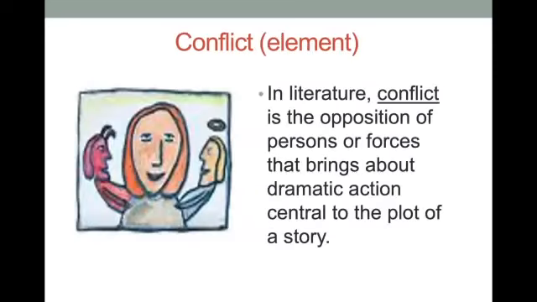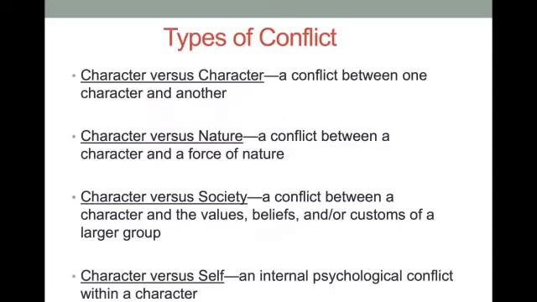So when we look at how characters are coming into conflict with one another, let's look at the term conflict. Now, in literature, conflict is the opposition of persons or forces that bring about dramatic action that are central to the plot line of the story. There are several different types of conflict that you will find in stories. The most obvious one would be a character versus a character, if there's a conflict between one character and another.